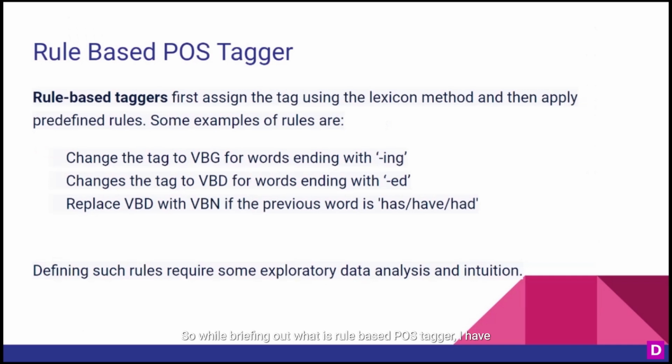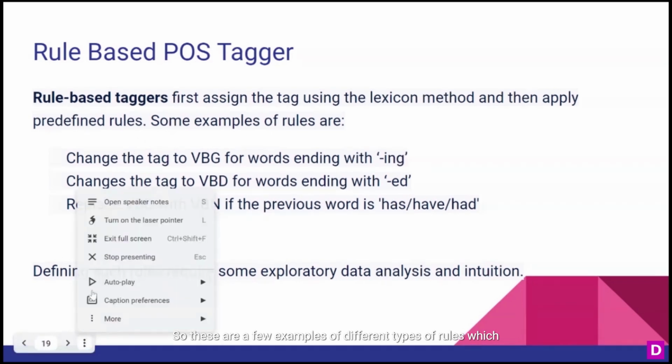While briefing what a rule-based POS tagger is, I have explained that it is a POS tagger which is built on top of the lexicon-based tagger. So internally, the rule-based tagger will generally implement the lexicon-based approach. That is, it will first implement the statistical approach, and tag the individual words in the given text corpus. Then it will apply certain rules on top of the previously tagged words. So in general, it will first assign the tag using the lexicon-based approach and then apply predefined rules.